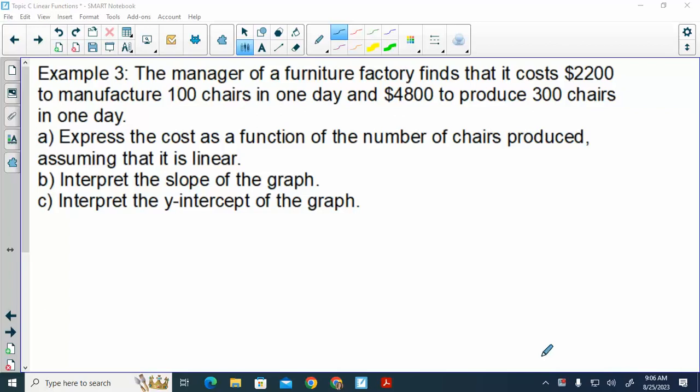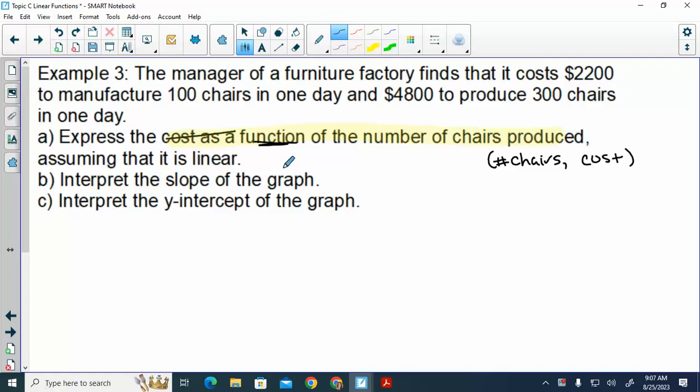So the manager of a furniture factory finds that it costs $2,200 to manufacture 100 chairs in one day and $4,800 to produce 300 chairs in one day. Part A, express the cost as a function of the number of chairs. So when I see that, the X is what? And the Y is the cost. Whatever the function is, your Y value.